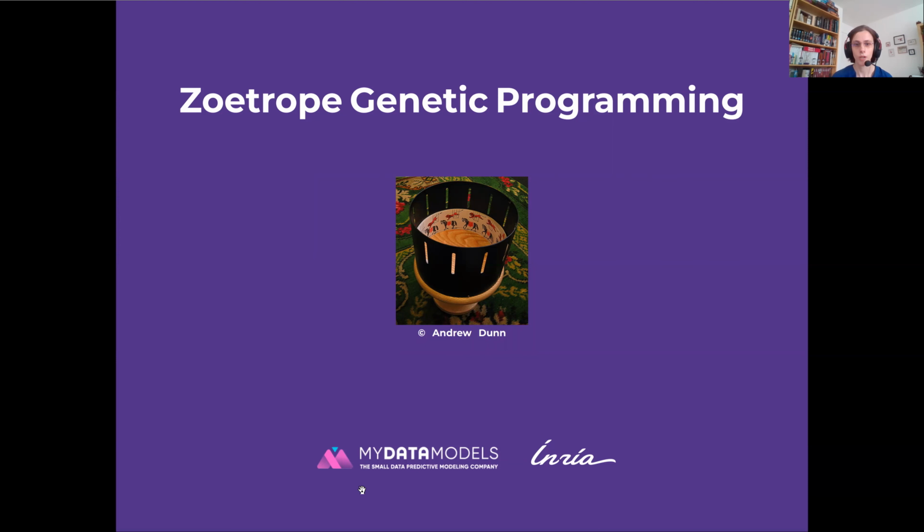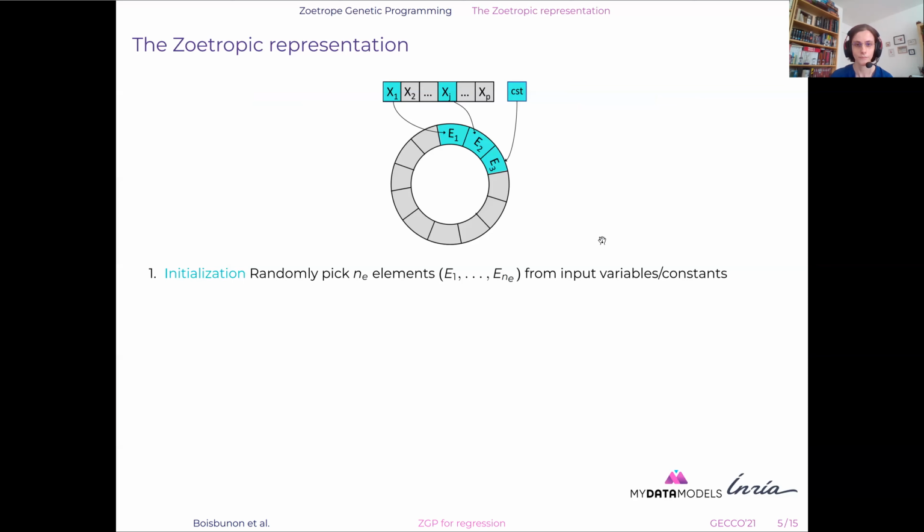The term zoetrope comes from this device that is an ancestor of the camera, and consists in images that are inside a wheel, and when we make the wheel turn, it looks like it's moving. So one particular aspect of ZGP lies in the representation of its individuals. We can still represent it as a tree, but we will show it in a different way here.